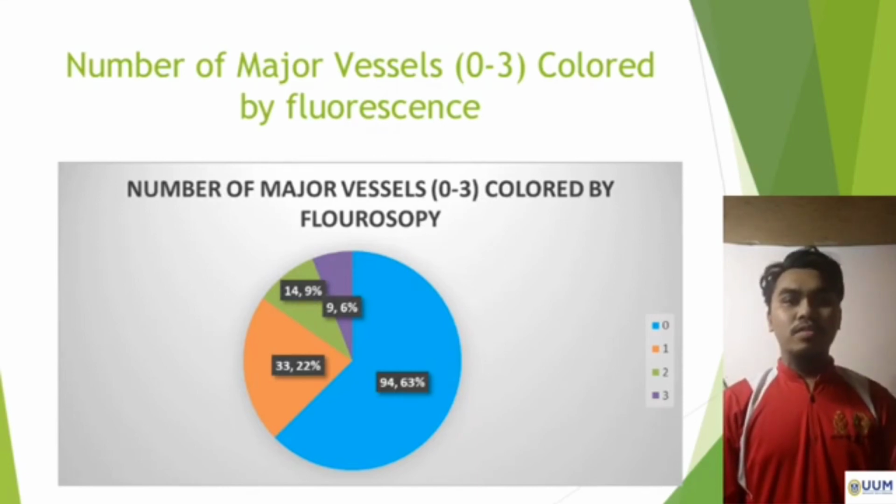From the pie chart, we can see that 94 out of 150 patients, 63%, have 0 major blood vessels colored by fluoroscopy. Next, the number of patients who have 1 major vessel was 22, which is 33%. Furthermore, the major vessel number of 3 has the lowest number of patients, which is 9 patients, 6%.